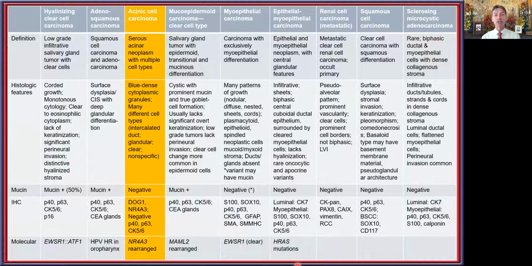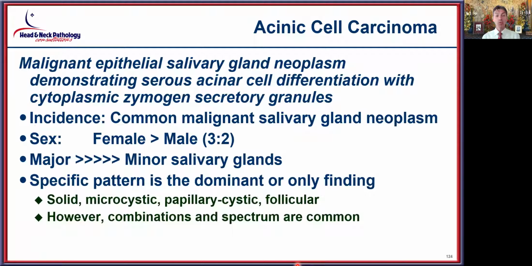Let's now go to acinic cell carcinoma. The reason I've included this, originally I didn't think I should, but the more I thought about it, is that it is a tumor that shows serous acinar differentiation by definition, with the zymogen secretory granules. But it is made up of a wide variety of different cellular components, and I think that is something that needs to be emphasized. So I'm going to show that to you now.